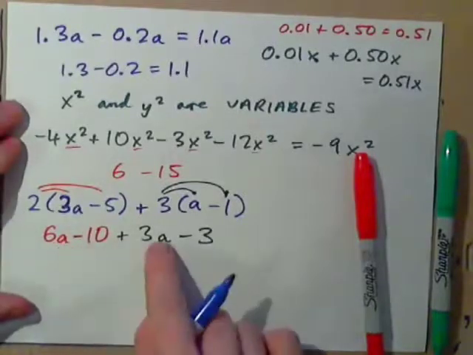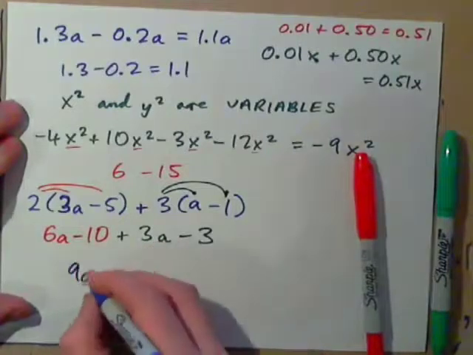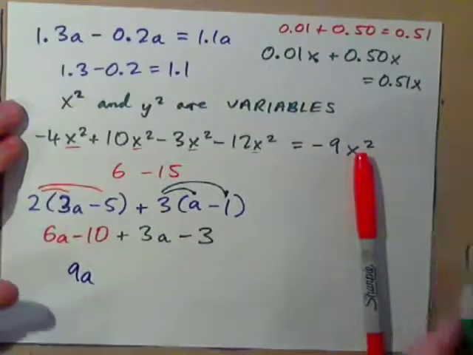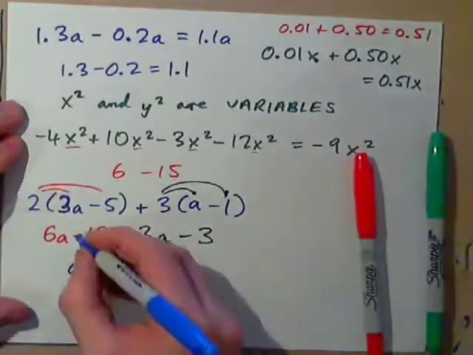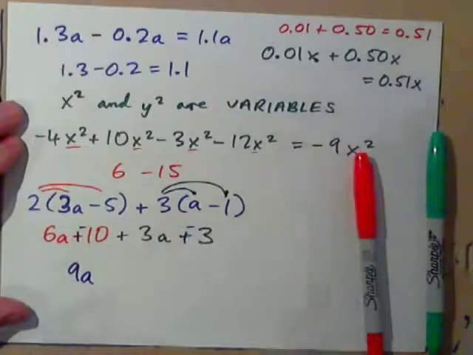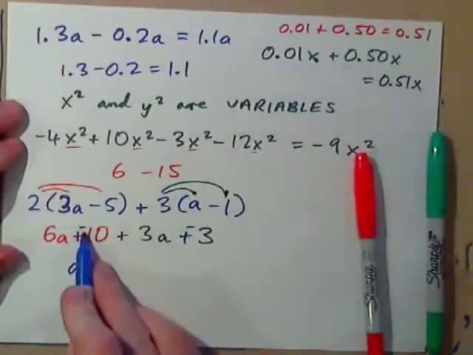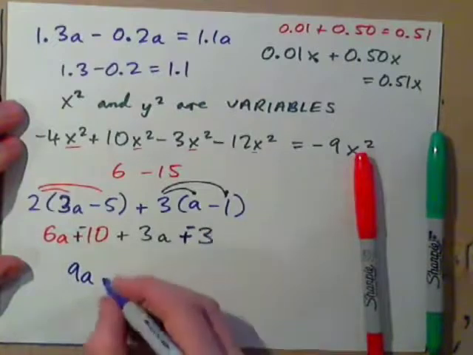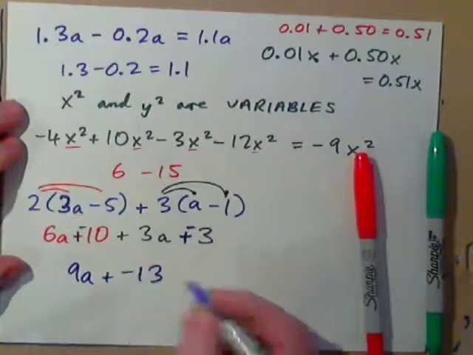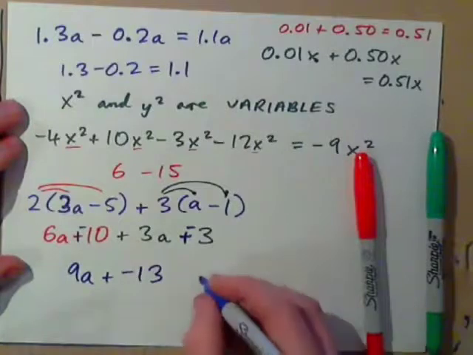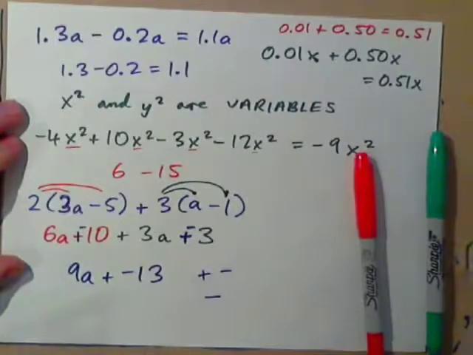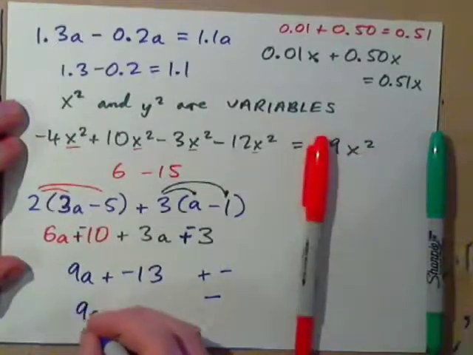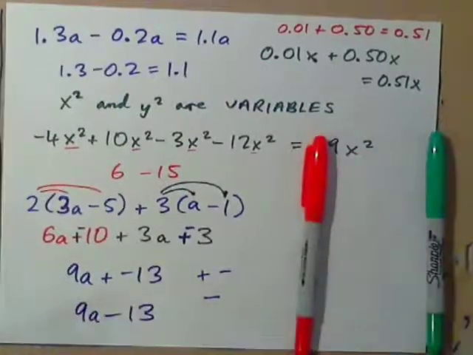6a plus 3a. Does that make 9 apples? How about negative 10 and negative 3? Remember, subtraction is the same as plus negative. So we can change these to plus negative if it looks easier. So it's a negative 10 plus a negative 3, which makes that plus a negative 13, right? But we've got to remember again that plus negative can be just written subtract. So we can write the answer 9a minus 13, and that's it.